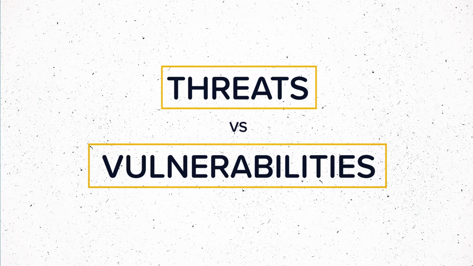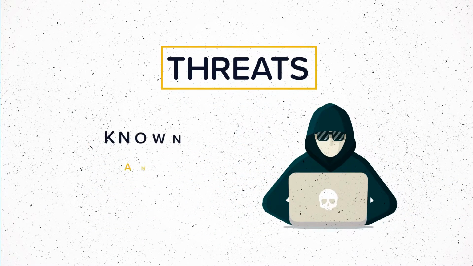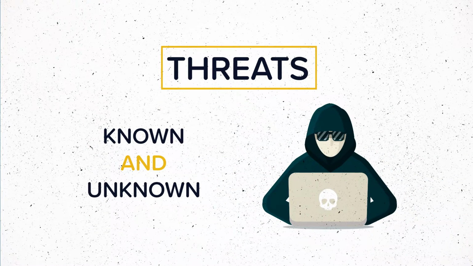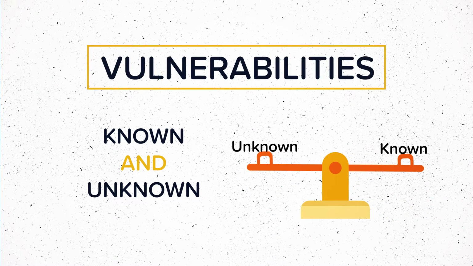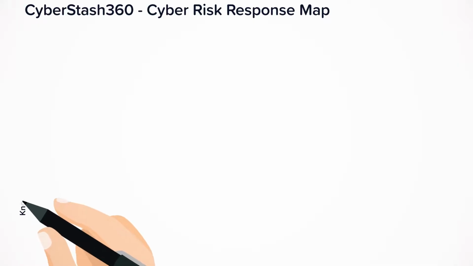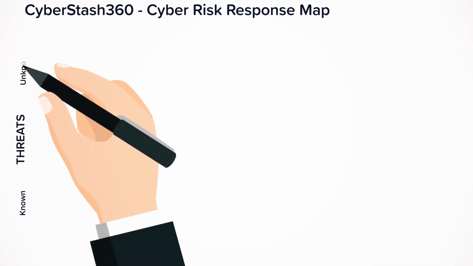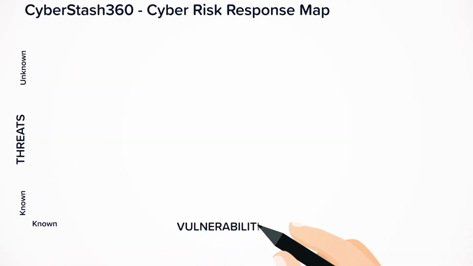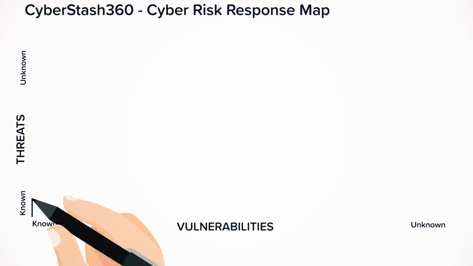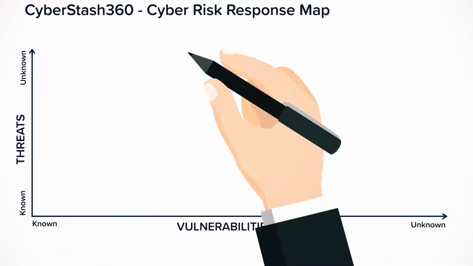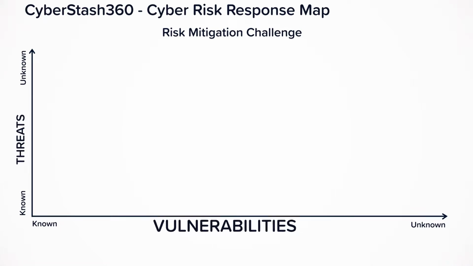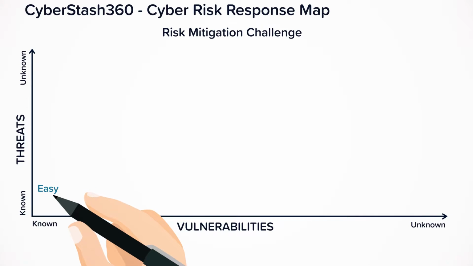Let's begin by mapping threats to vulnerabilities. As you are well aware, our industry deals with both known and unknown cyber threats. Likewise, vulnerabilities are also known or unknown. Now, what happens when we plot known to unknown threats as a function of known and unknown vulnerabilities? Well, we produce a graph that represents the challenge of dealing with cyber threats as a function of threats and vulnerabilities. When threats and vulnerabilities are both known, it's a no-brainer. These types of risks are considered as low-hanging fruit that are easy to mitigate.